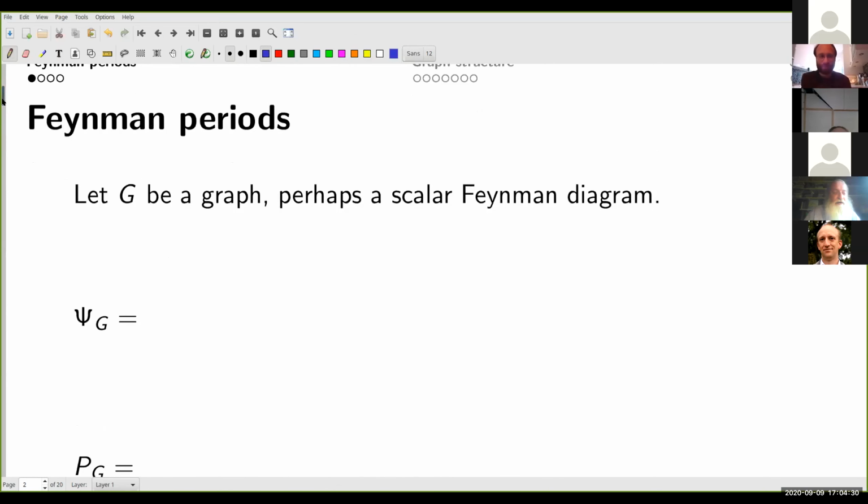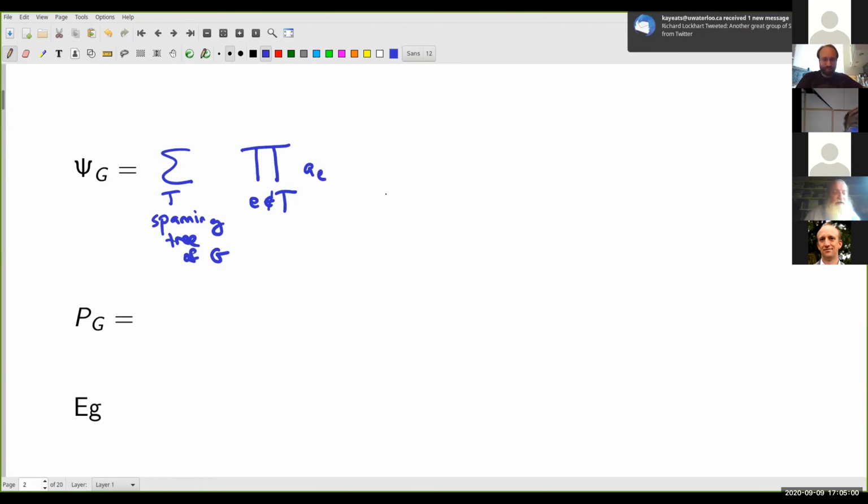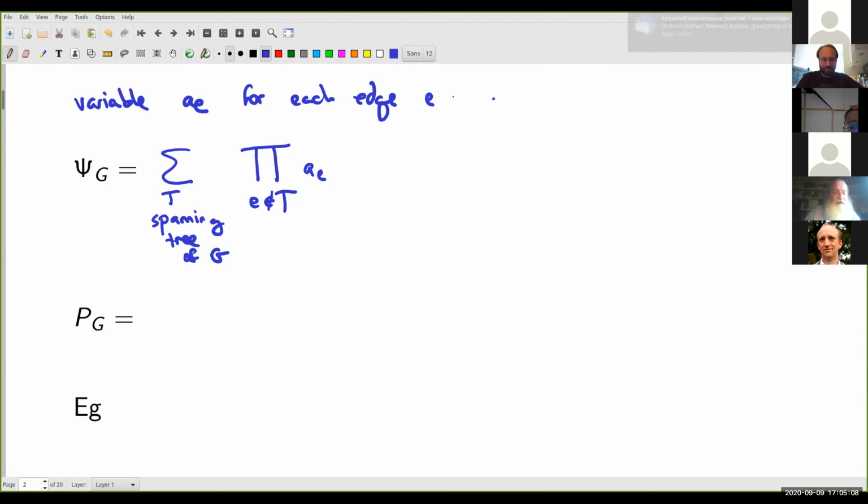I'm a mathematician first, so I think I'm going to define something. And here's what I'm going to define. I want a graph G, because it's that kind of a talk where the first thing you have is a graph. And what do I want to do with this graph? Well, I'd like to sum over all the spanning trees. And then what do I want to do? I want to take the monomial of the edges that you have to cut in order to get that tree. So you have a variable A_E for each edge E of the graph G.